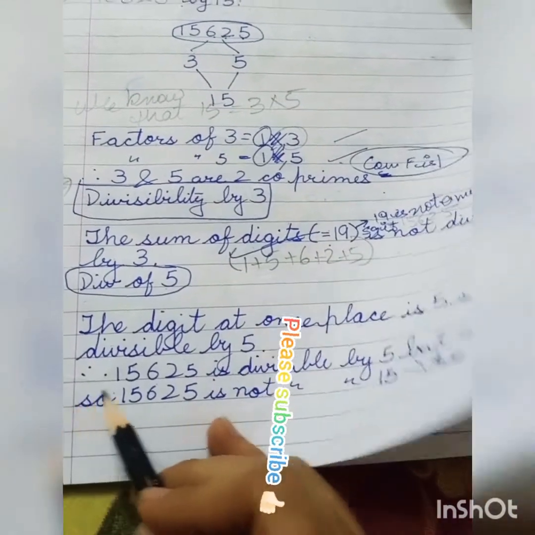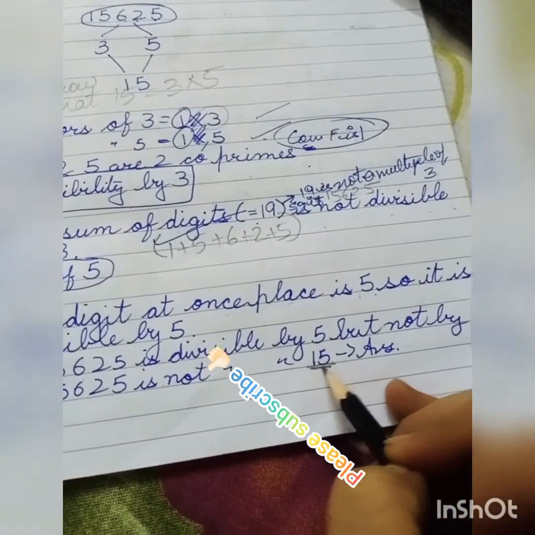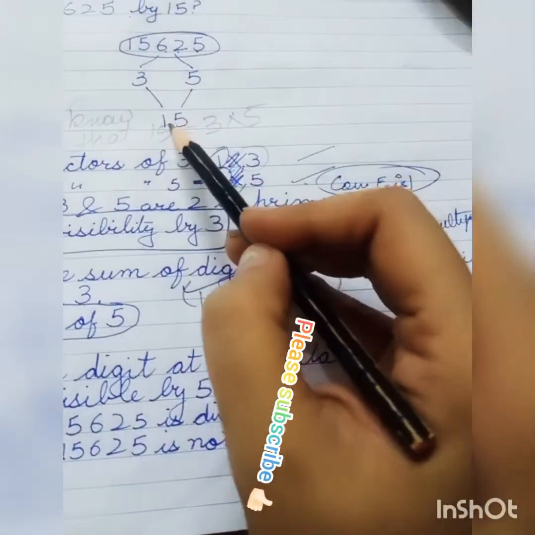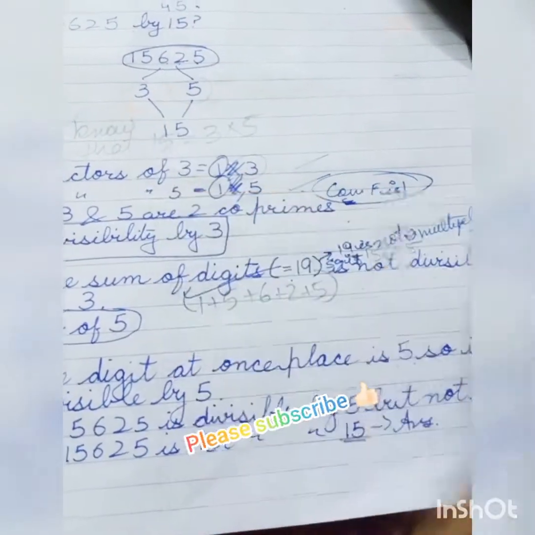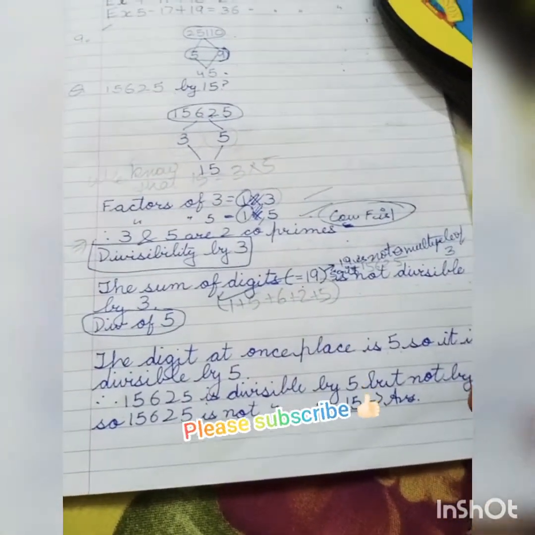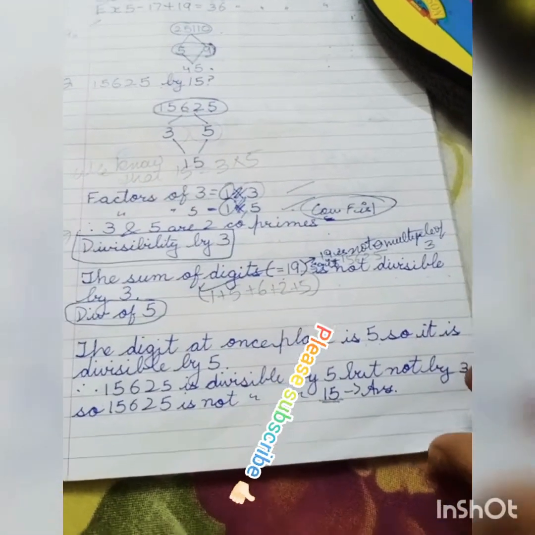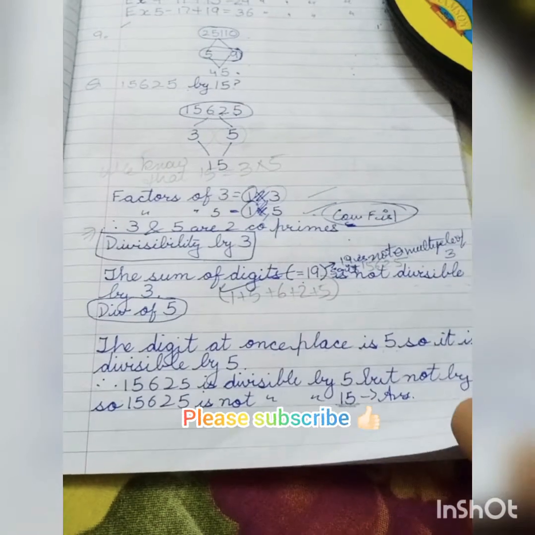Hence 15625 is not divisible by 15. ठीक है, because to be divisible by 15 it should be divisible by both 3 and 5. So these are all the steps which you can cover so as to attempt the question. पहले हमने समझा था, and now this is the way you can write the solution of this question.